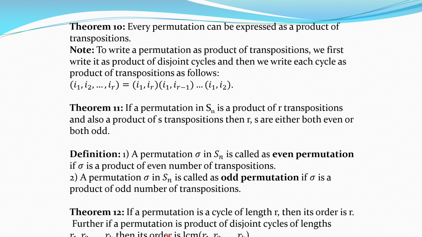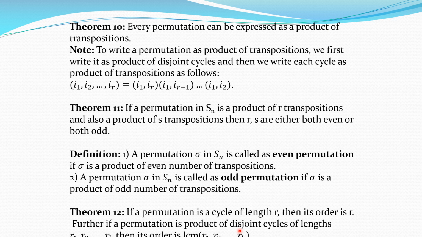If a permutation is a cycle of length r, then its order is r. Further, if a permutation is a product of disjoint cycles of lengths r1, r2, ..., rk, then its order is the LCM of r1, r2, ..., rk. Now this theorem gives us how to find the order of a permutation.